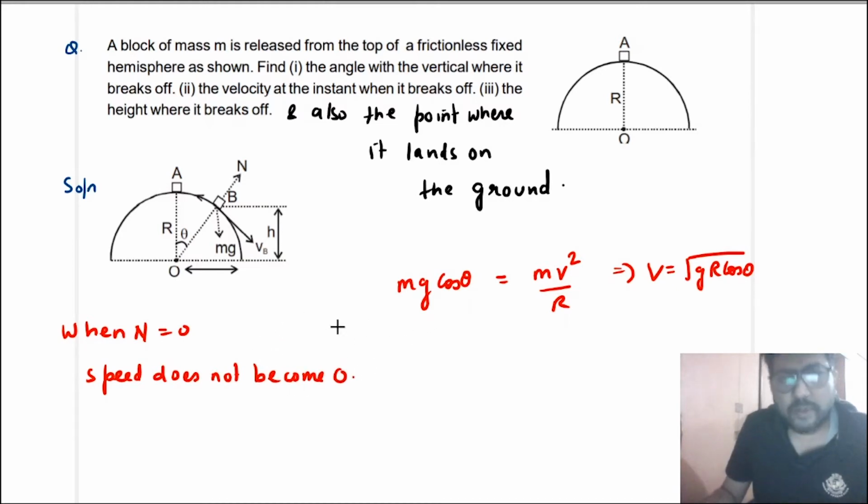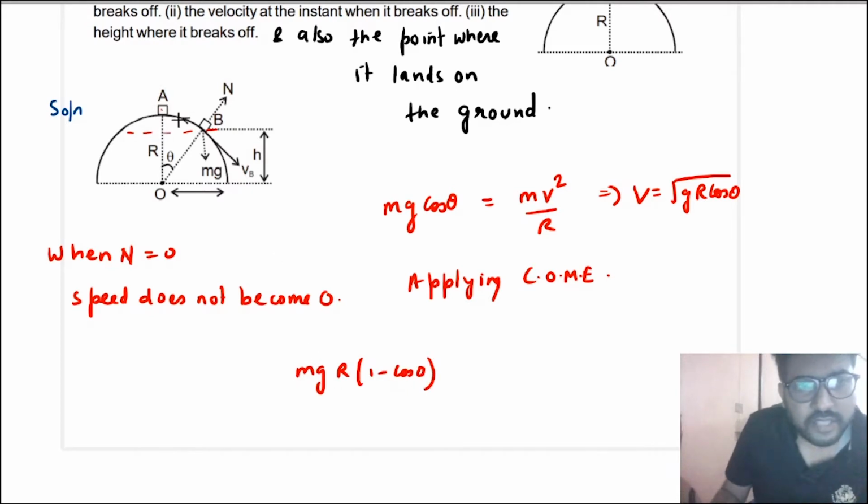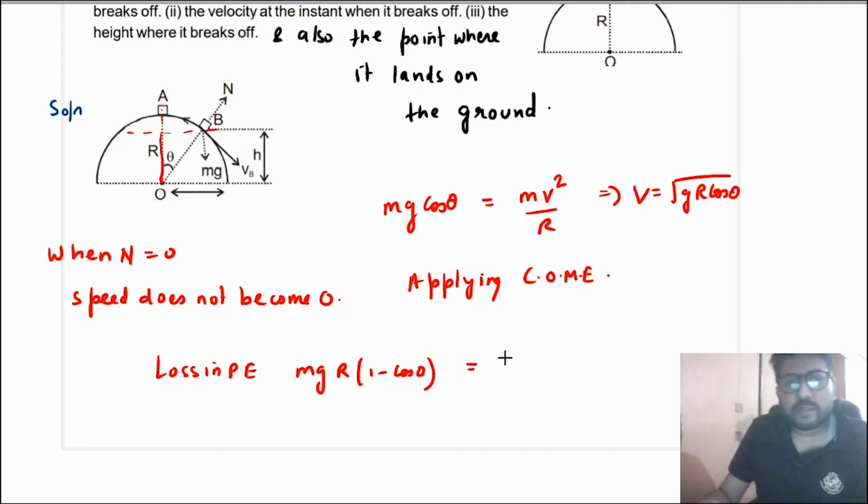Right? Now this is the loss in potential energy, because this time it is losing height. So again, applying conservation of mechanical energy, you will get the loss in potential energy, that is mg(r minus r cos theta). This is the loss in potential energy. Why is this the loss? Because height is lost. This is r, this is r cos theta, this total length is r, so this length is r minus r cos theta. So this is the loss in potential energy, and this has to be equal to the gain in kinetic energy.